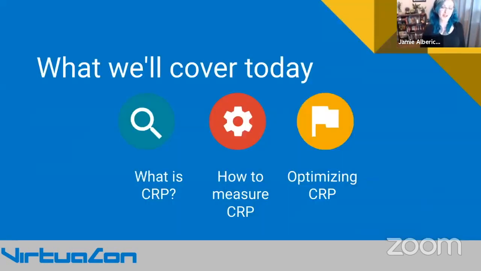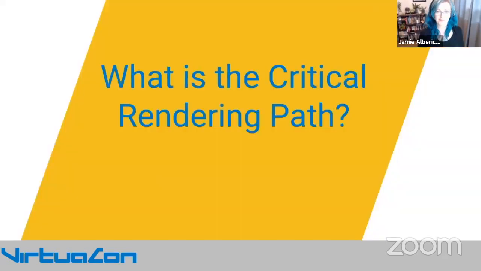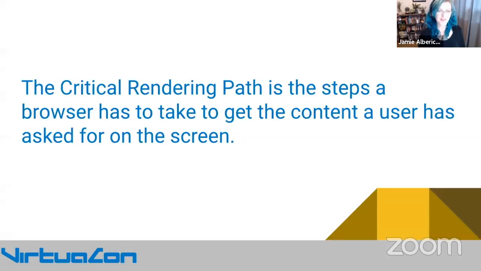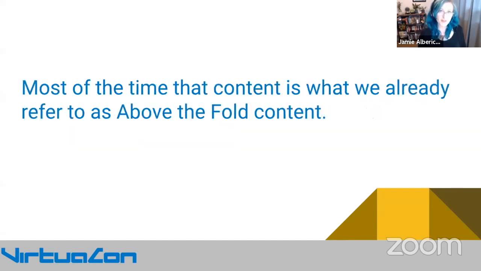We're going to talk about today what the critical rendering path is, how to measure it, and how to optimize it. Step one, what is this thing? Scary, scary technical words. Don't worry, it's not that bad. Critical rendering path is simply the steps your browser has to take to make a page, and more specifically, to make the content visible to the user. So for most of us, most experiences, that's what we already call above the fold content.